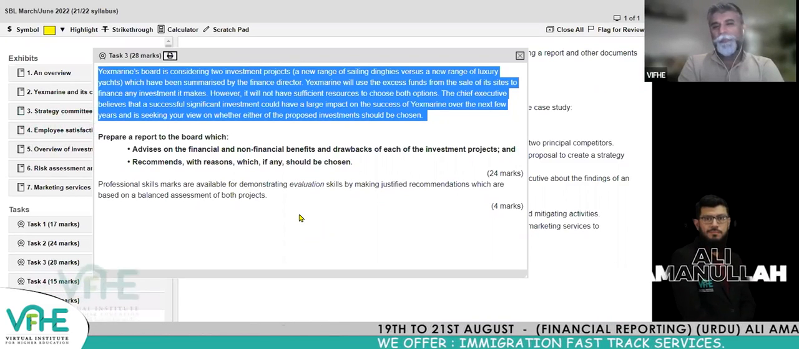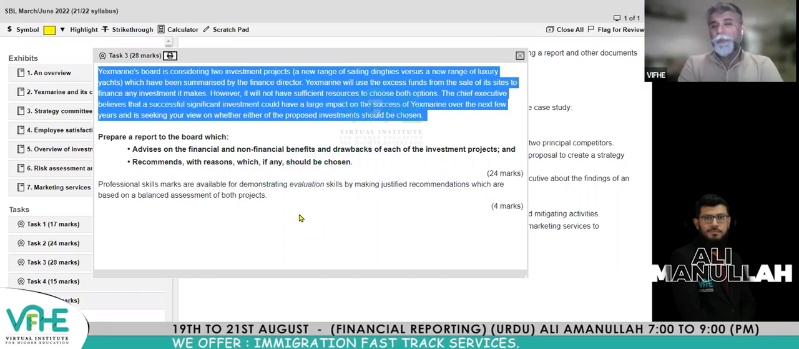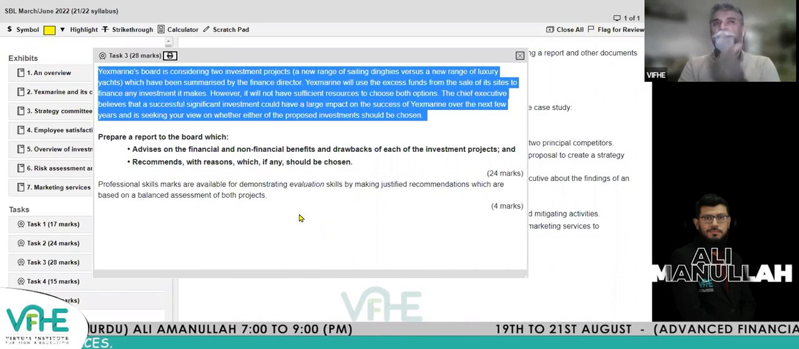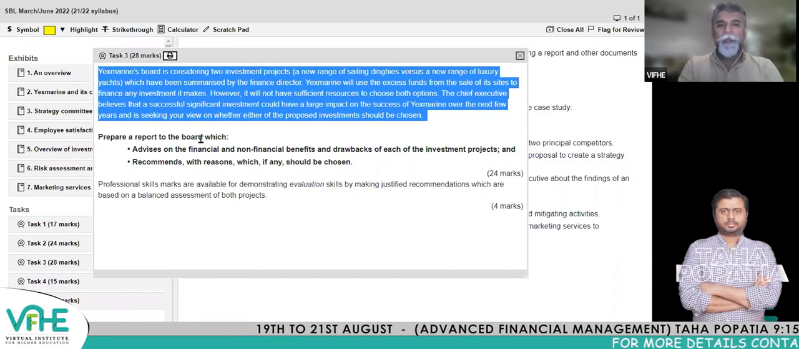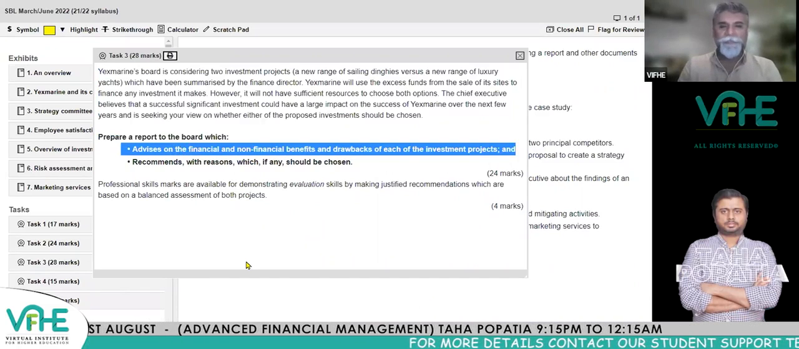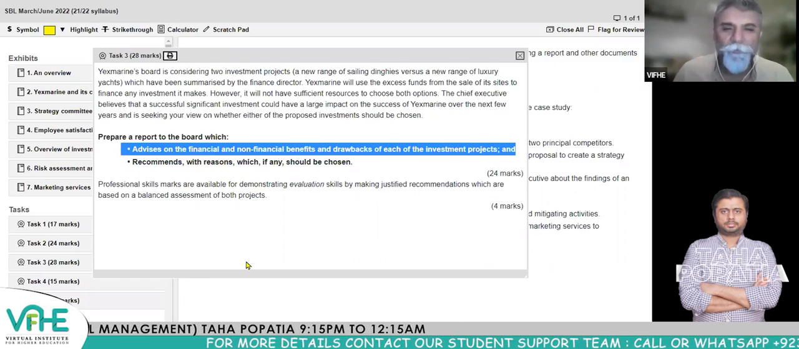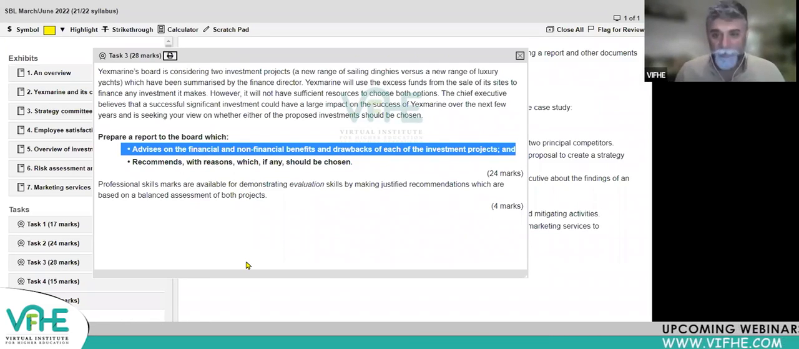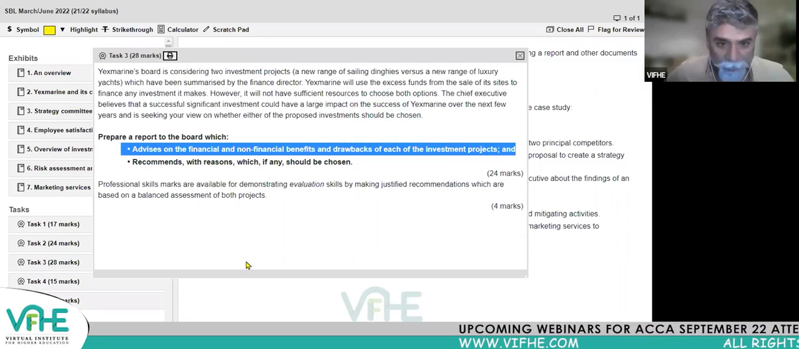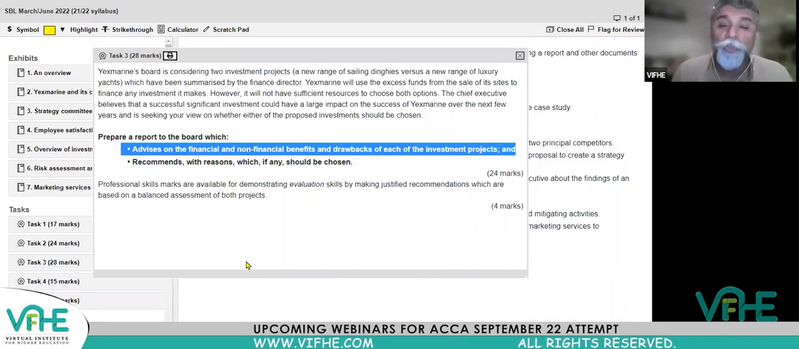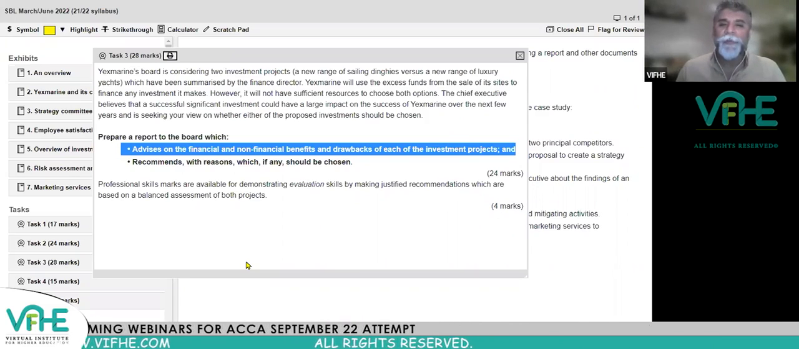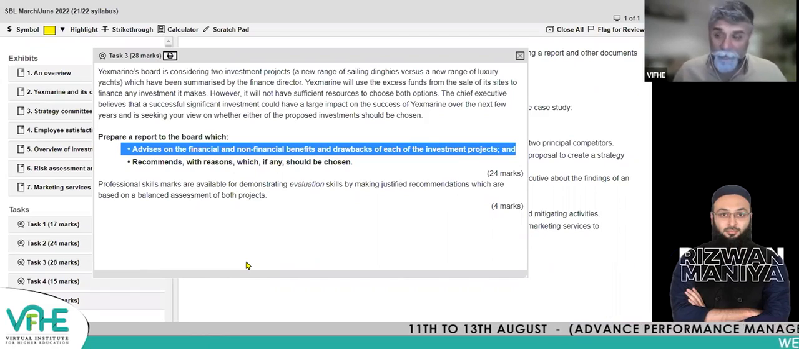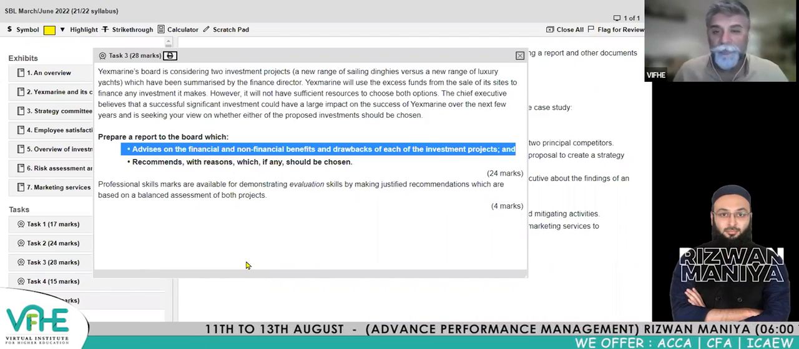Okay, so it looks like they have 2 investment options. They have some money, but it's not enough to fund both. So the CEO wants you to analyze both options and suggest which one is the better option out of the 2. Prepare a report to the board which advises on the financial and non-financial benefits and drawbacks of each of the investment projects and recommend with reason which, if any, should be chosen. So we have to advise on the financial and non-financial pros and cons, benefits, and then in the end recommend which option is better in your view with justifications.